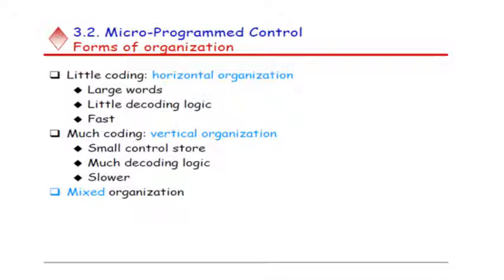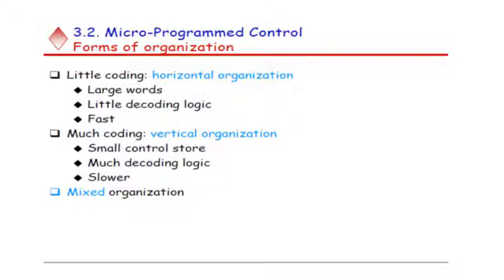Now let us discuss the forms of organization. There are two forms of organization. One is little encoding, or horizontal organization. The other is much encoding, or vertical organization. A highly encoded scheme that uses compact codes to specify only a single control function in each micro instruction is referred to as vertical organization. On the other hand, the minimal encoding scheme in which many resources can be controlled with a single micro instruction is called horizontal organization.